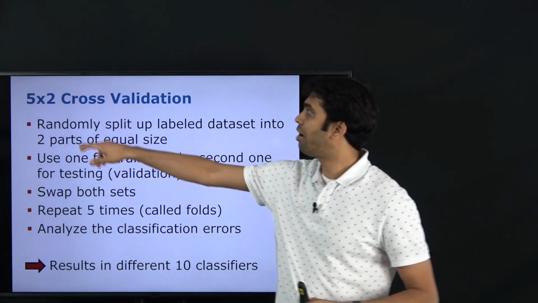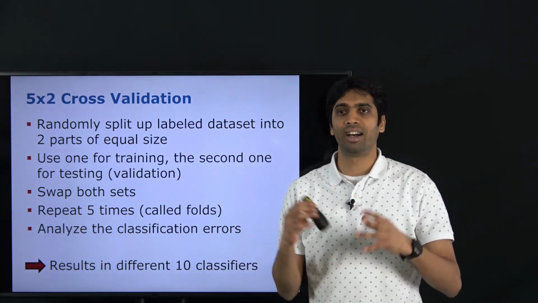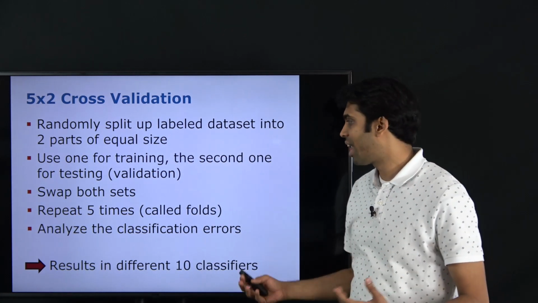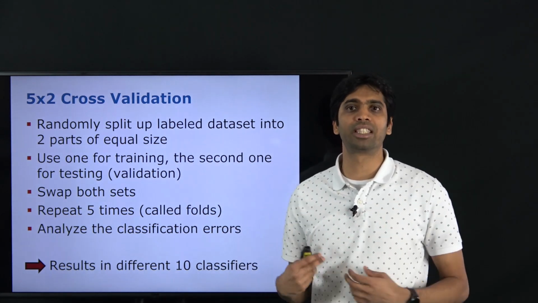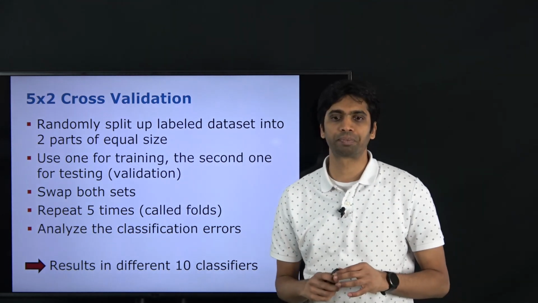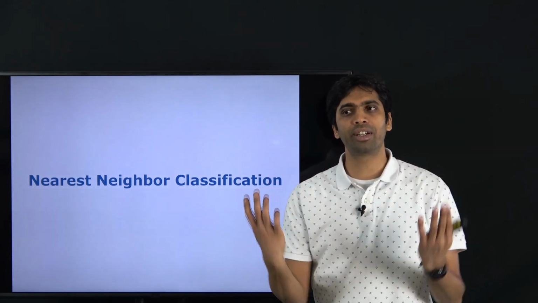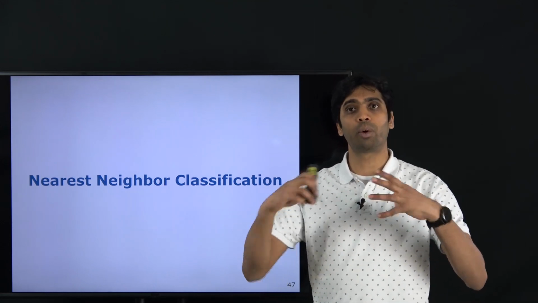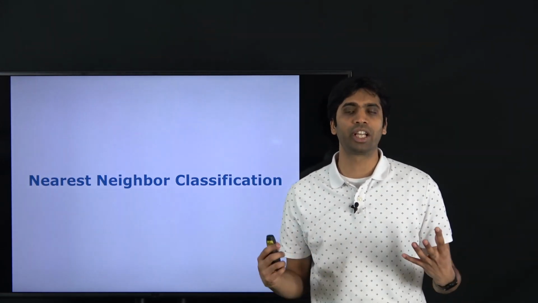So when we do this 5 cross 2 cross validation, essentially we end up with 10 classifiers, and we can then choose essentially either the best or the average classifier that comes from this cross validation procedure. Right. With that, I have reached towards the end of a general description of how a classification system looks like and what are the steps that are involved in designing a classification system.